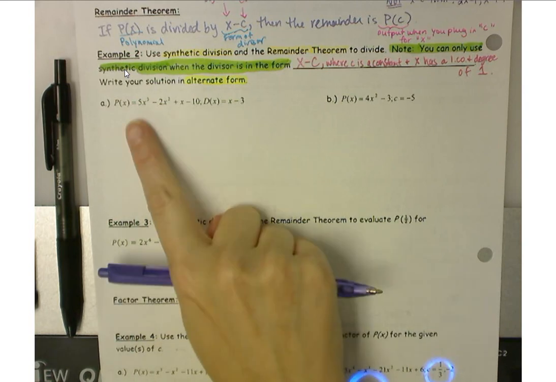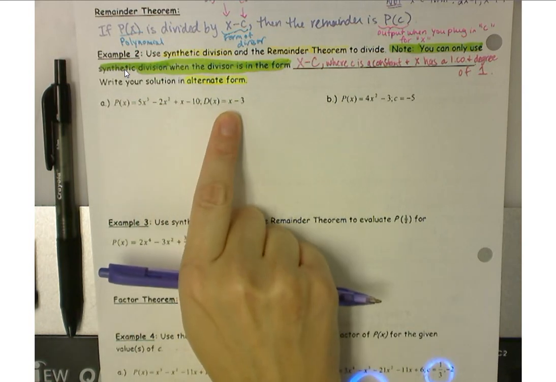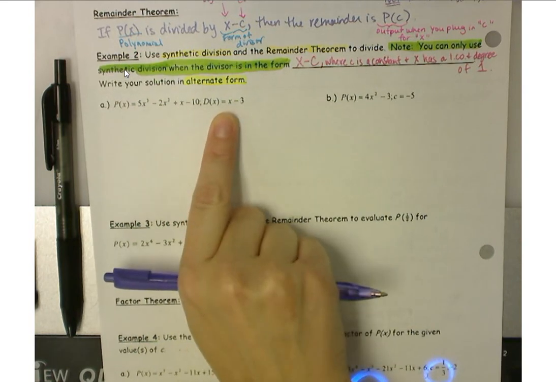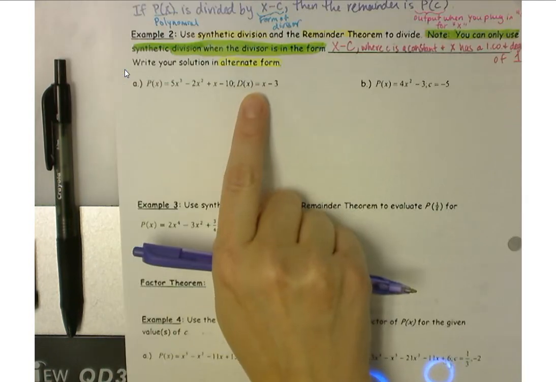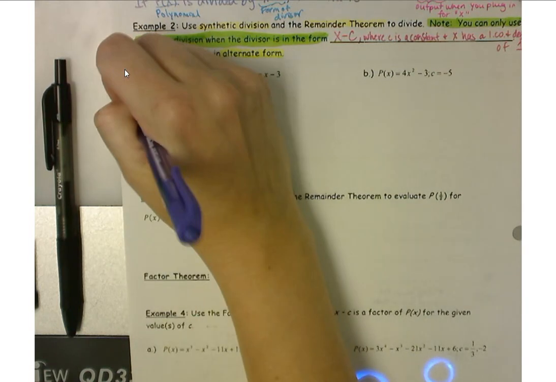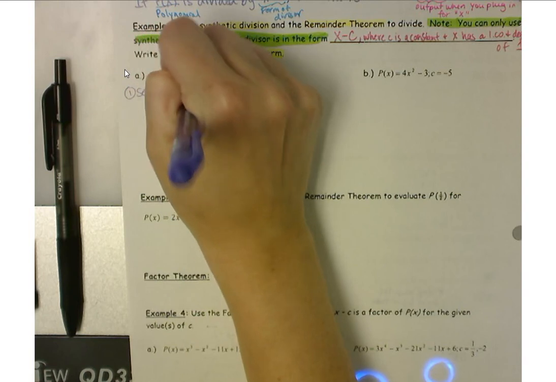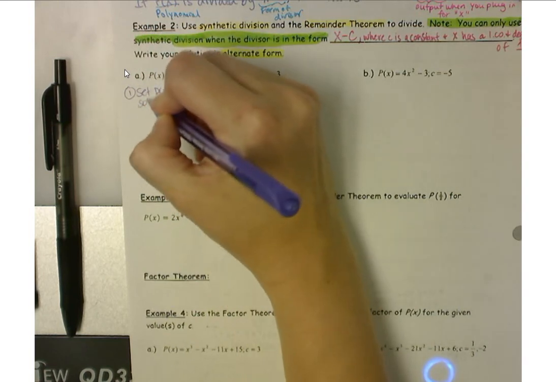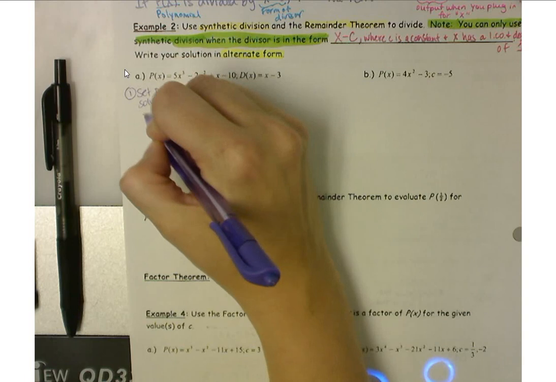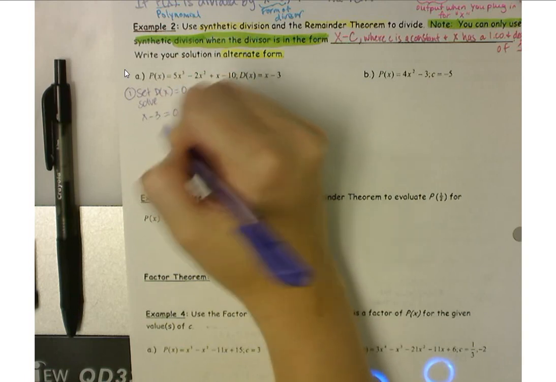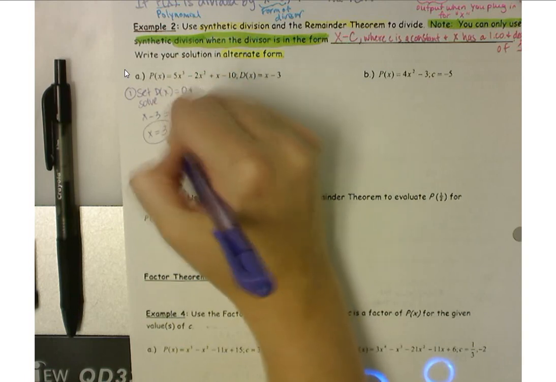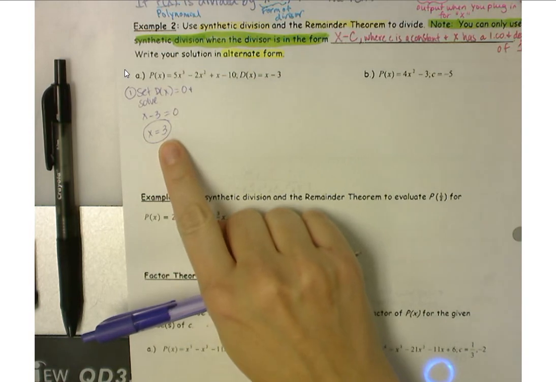So for part A, we're given P of x and we're given D of x, which remember is our divisor. So the first thing we have to do when we're setting up synthetic division is figure out what our value is going to be. So to do that, you're going to set D of x equal to 0 and solve. So if I set x minus 3 equal to 0 and solve, I will get x equals 3. That's what I'm going to use as my divisor in synthetic division.